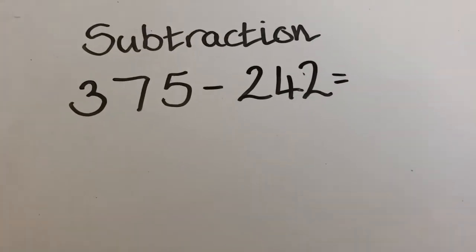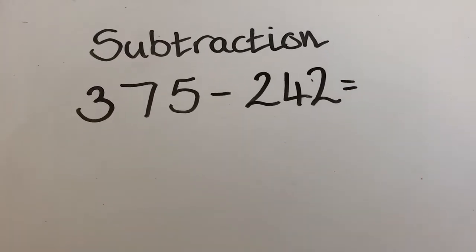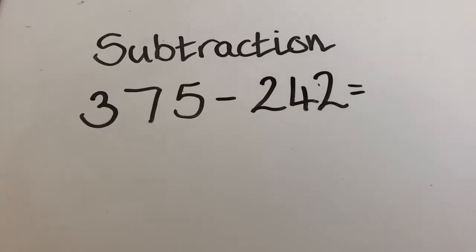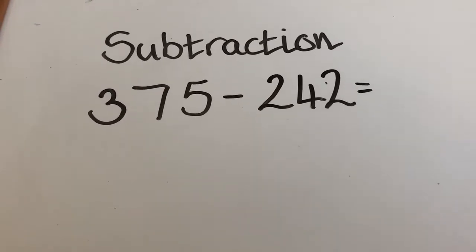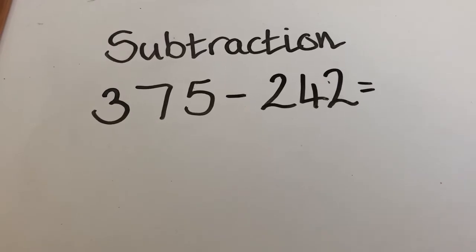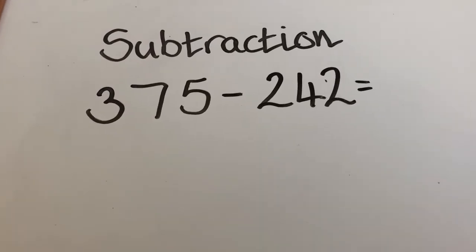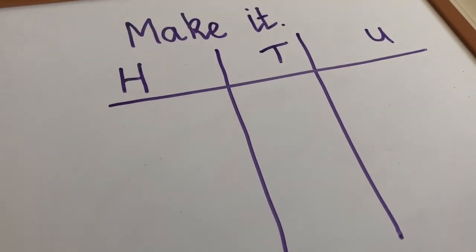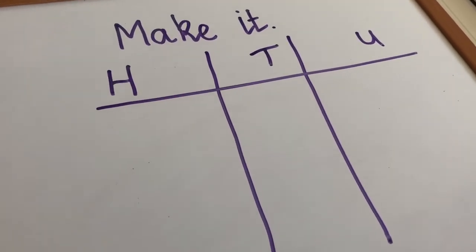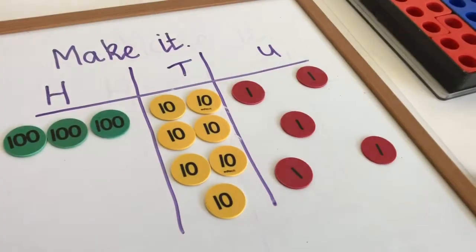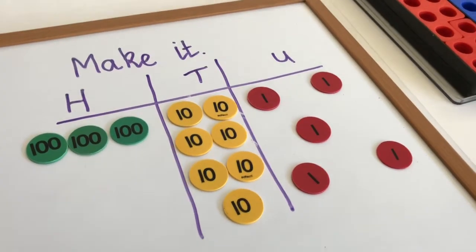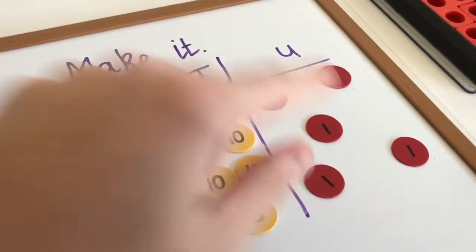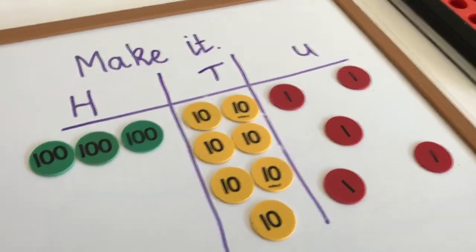First thing we're going to do is make this sum. Unlike when we make it with addition, we only need to use the largest number. So you can see the largest number in this question is 375. So what I'm going to do next is put 375 into my place value drawing. As you can see, I have now made the largest number, so I've got 375.